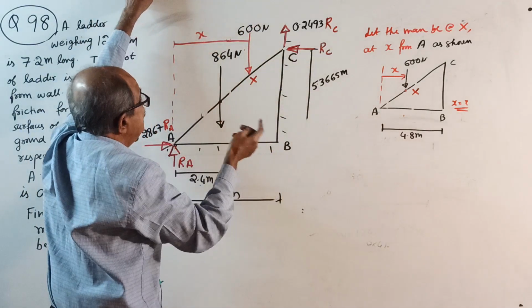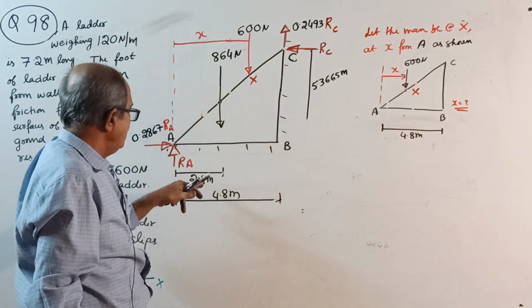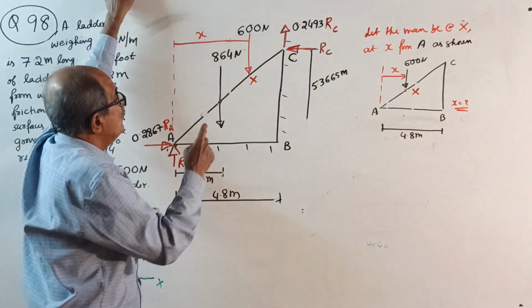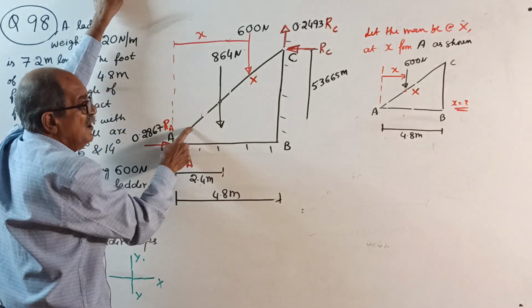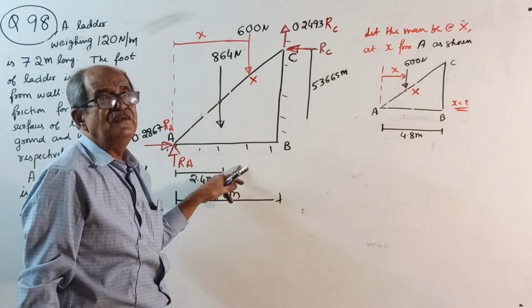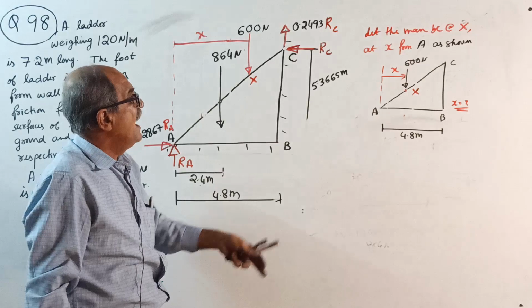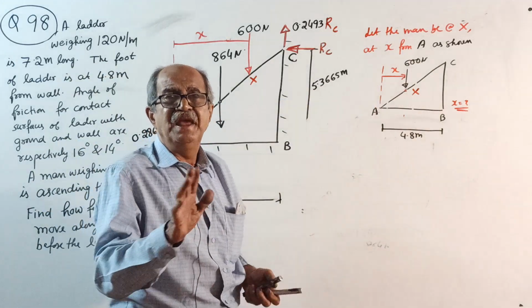600 X. We hope that he will cross the midpoint. If he is not crossing the midpoint, X will come less than 2.4. Now, if X comes less than 2.4, it means he will not reach the center of the ladder. If X comes more than 2.4, it means he will go beyond the center. That you will get after you get the value of X. Now, happily get X. Start.